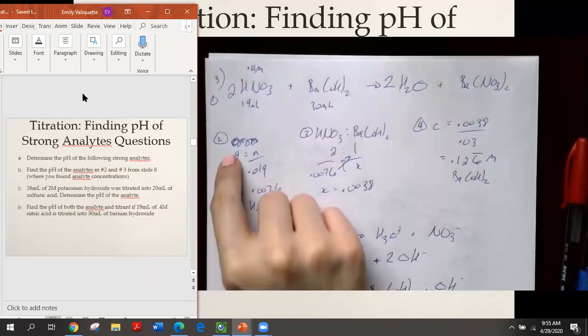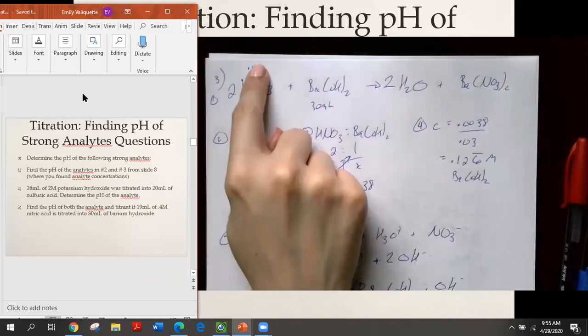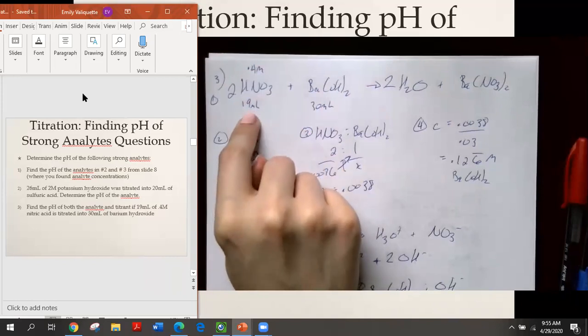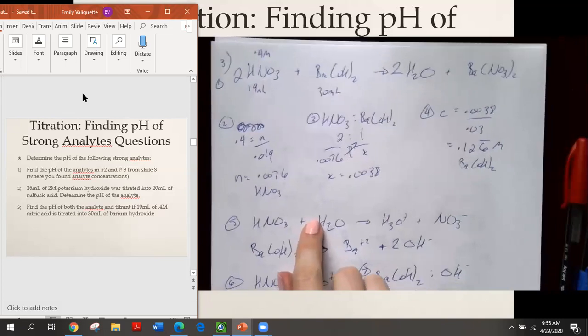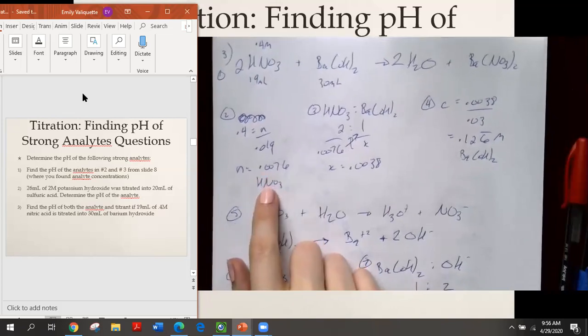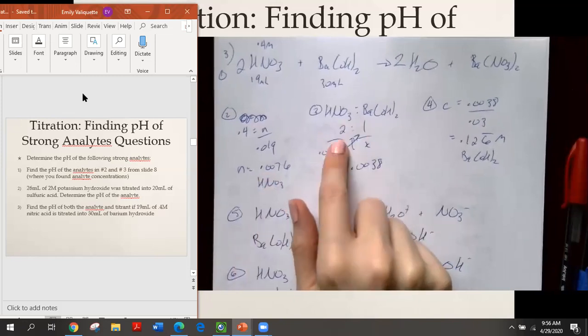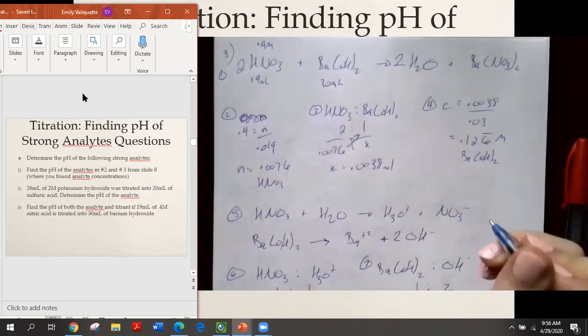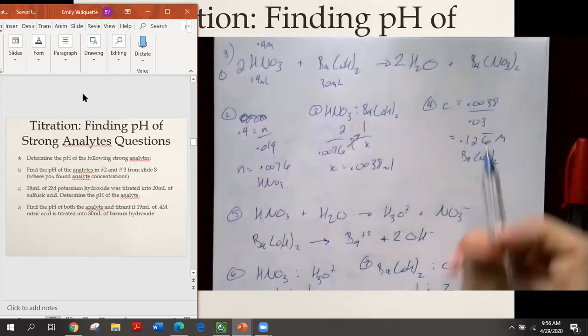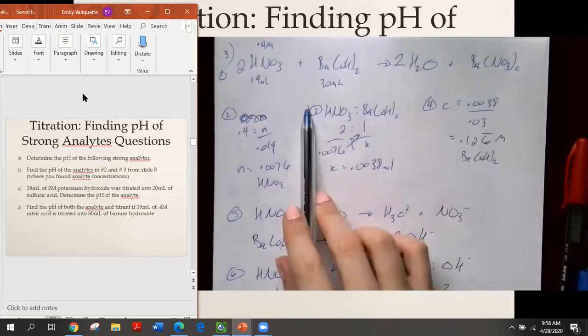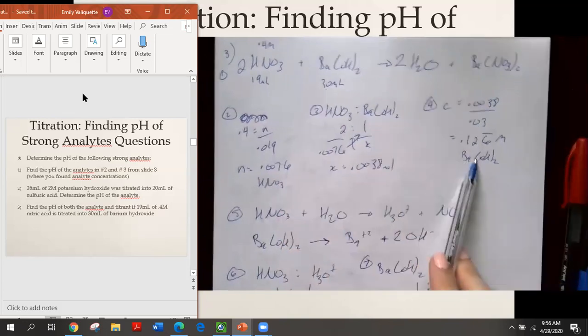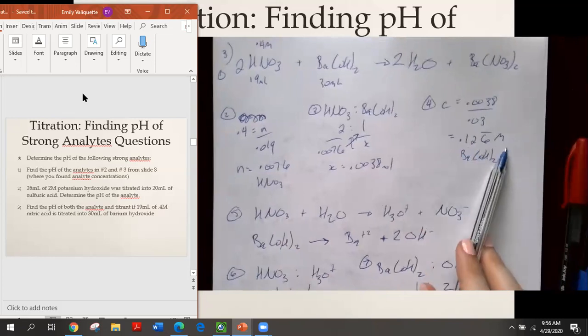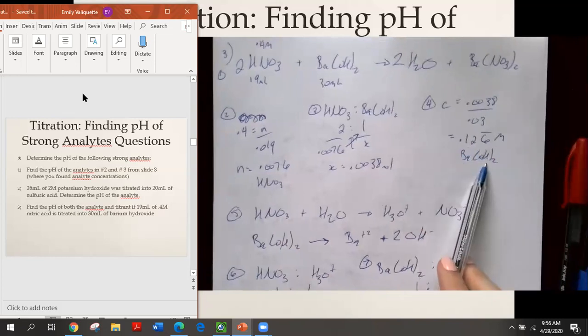And then we start with C equals N over V for the thing we have both the concentration and the volume for. And when we do that, you should get 0.0076 moles of the nitric acid. Set up a mole ratio between that and your base. It's a 2-to-1 ratio. So when you cross multiply and divide, you should get 0.0038 moles of your barium hydroxide. Then you plug that into C equals N over V with our volume of barium hydroxide and get 0.126 repeating molar barium hydroxide as the concentration.